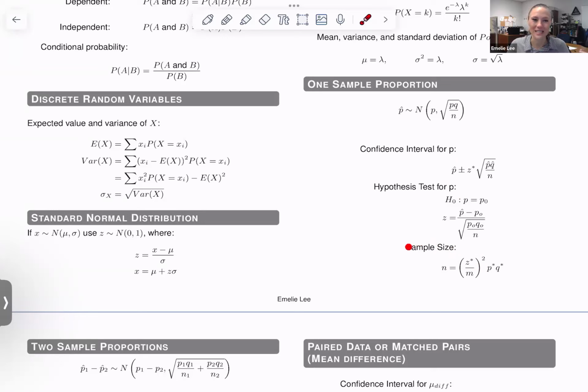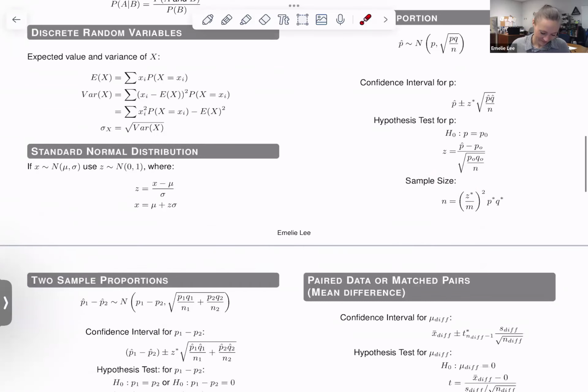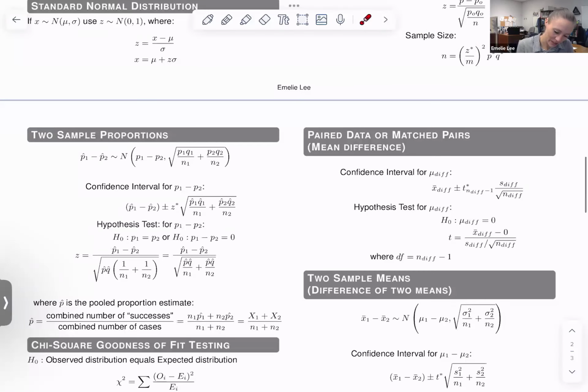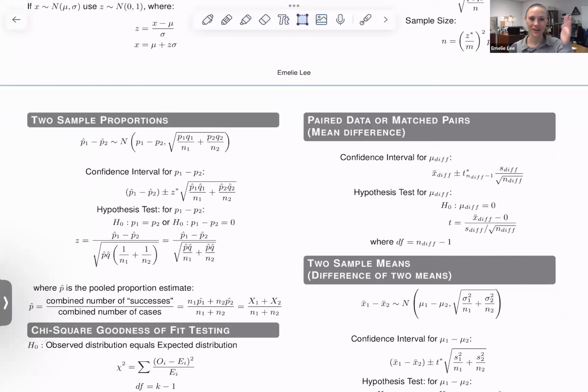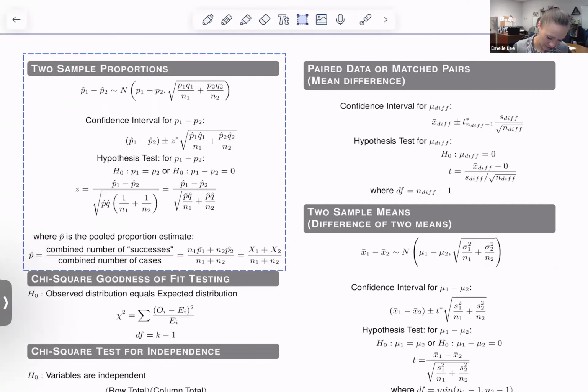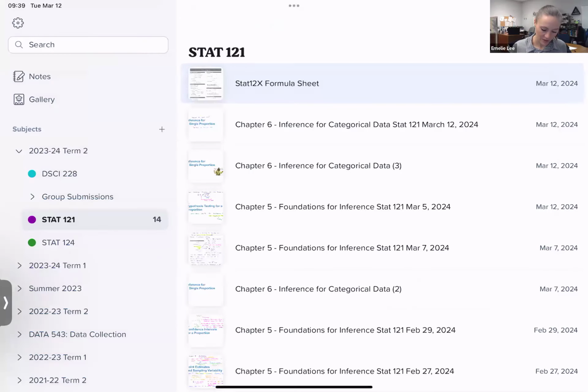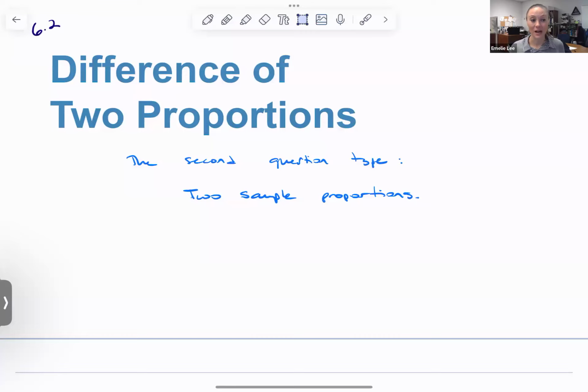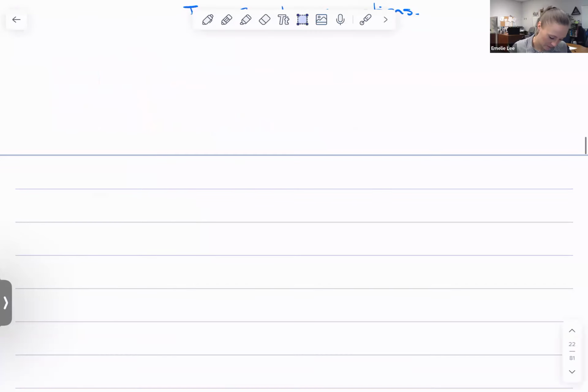How about I make it a bonus question on test 2? That might be nice. So today, we're moving on to the second page of the formula sheet. Very exciting. And we're going to talk about two sample proportions. Now, it looks overwhelming, but that's only because I want you to have as much information as possible.